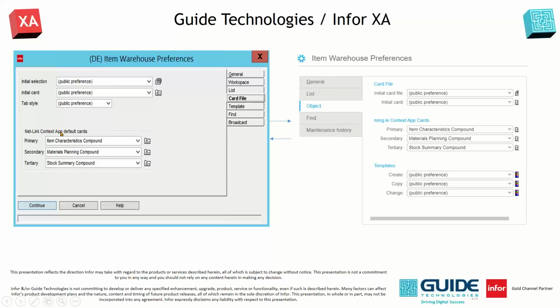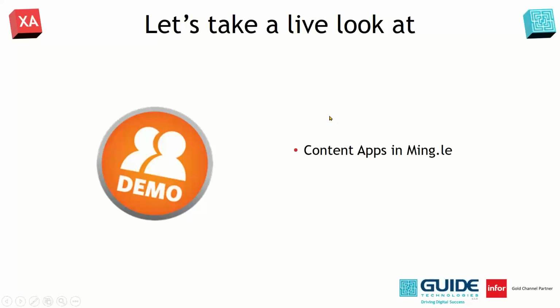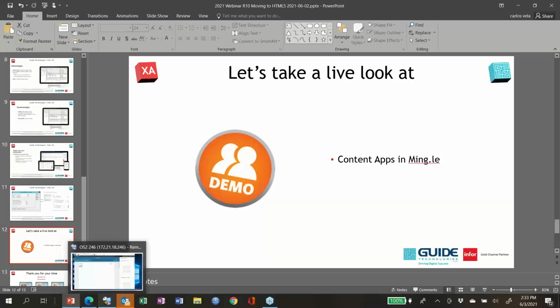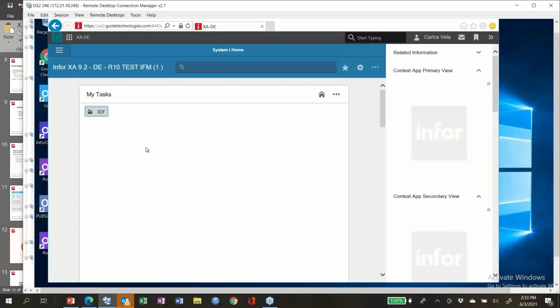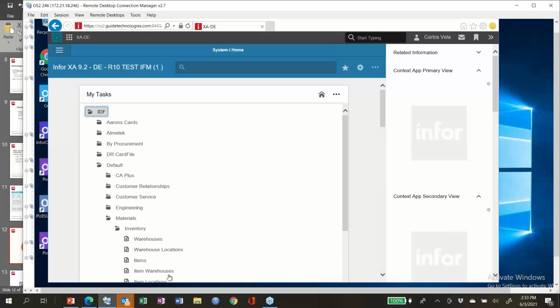It'll have a Netlink context app default card, and if I actually pull that same object and look at the preferences, it's got what it calls the Mingle context app cards, but it'll have the same names that were a part of what you had in PowerLink shown here, and you can manipulate those context cards even in Netlink. So let me switch over to a session that is actually running Mingle. And the session that is running Mingle, I've got this utilizing the same interface that Rick was showing you, which is the Siwa version, or System I Workspace Anywhere. And what I'm going to do is open this up and go to the item warehouse.